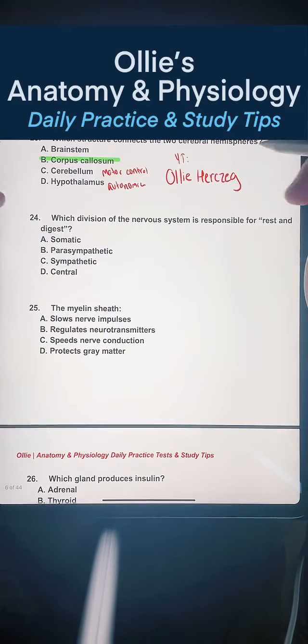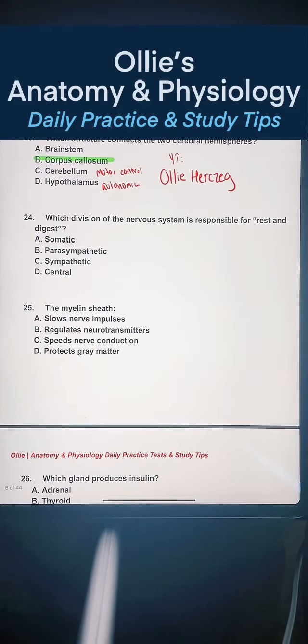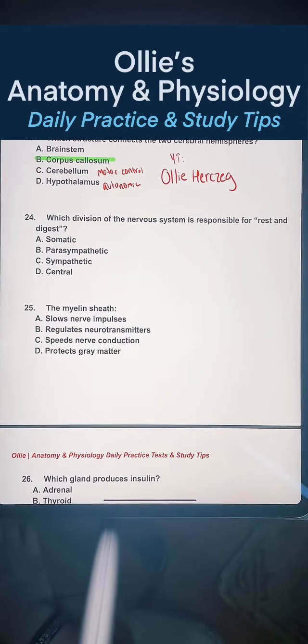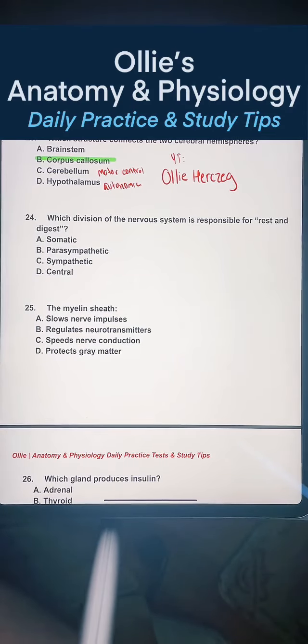Number 24, we're going over which division of the nervous system is responsible for rest and digest, and then we'll talk about this in a second, because I know someone just asked a little bit earlier. They were getting the differences wrong on this one, and we'll explain at least how I remember it. What do you guys think it is? I'm seeing some B's, perfect.